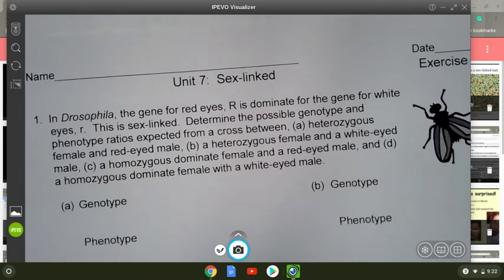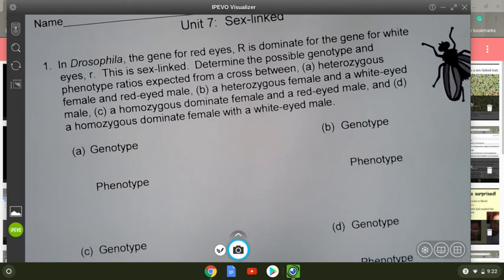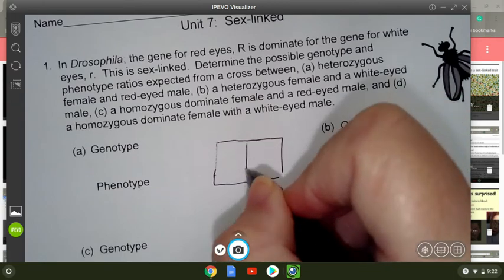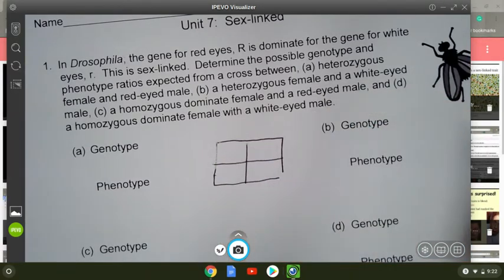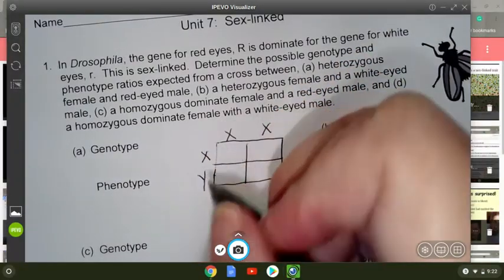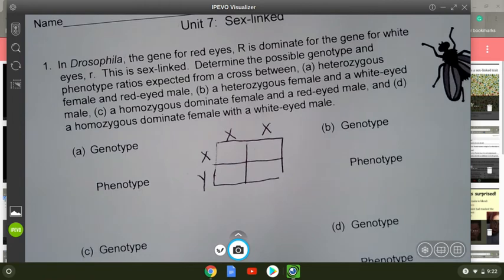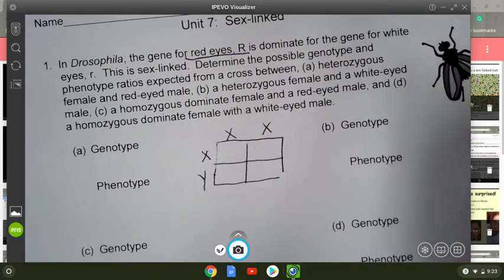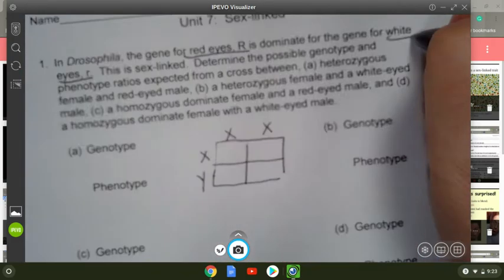So we're going to start out doing A. The first thing that we're going to do is draw our Punnett square box. With all of these, we're going to be working with a female and a male. So we're going to have an XX, and you can put it either on the top or down the side, and an XY, and that can go in either place as well. Big R is our dominant gene for red eyes, and little r is for white eyes. That is told to us right here.